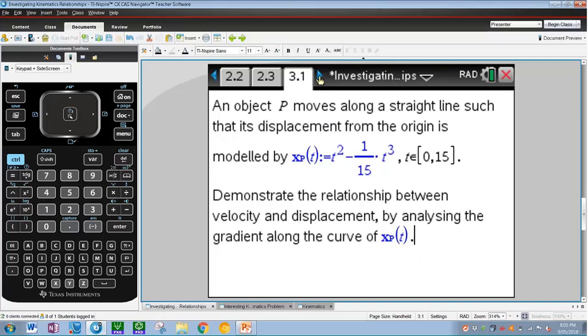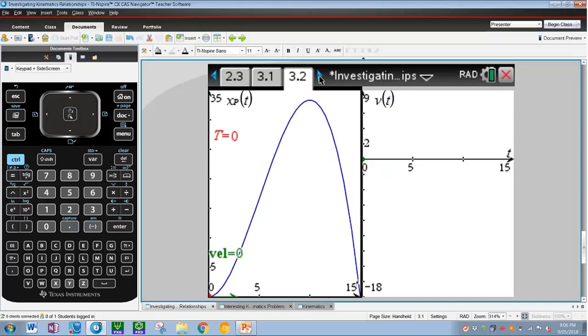I'll quickly finish off with a position graph being given, which is a displacement. It's a normal cubic there. And what we're going to do is demonstrate the velocity function as time goes on. So again, this is the graph of the displacement xp of t versus t. My time is currently at 0, and my velocity is at 0 as well because the gradient is 0 there.